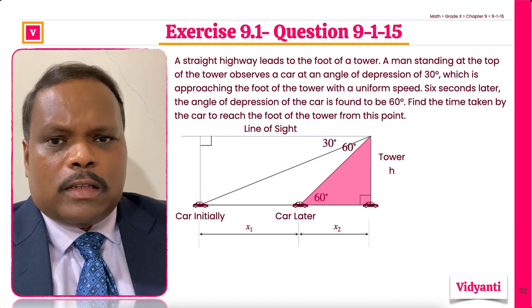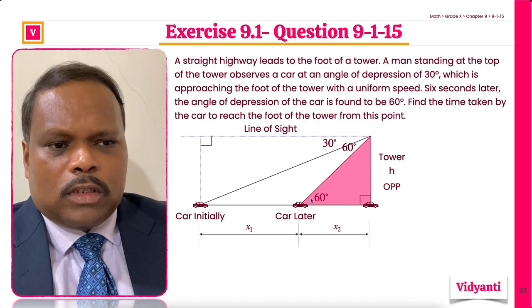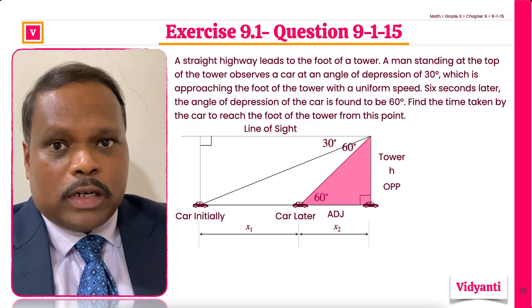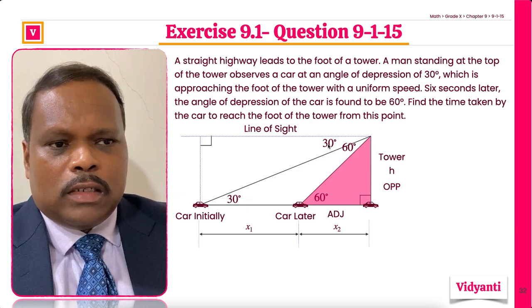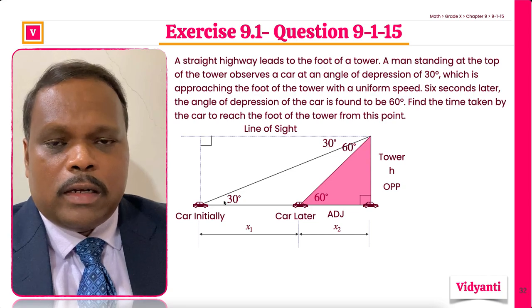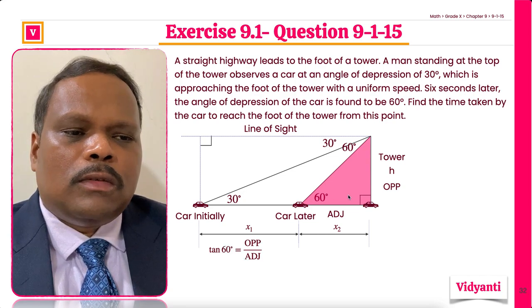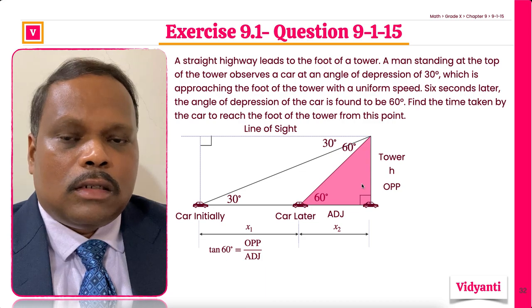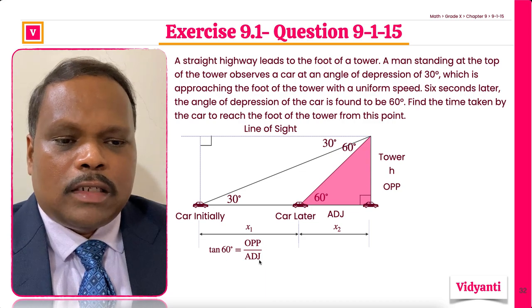Now consider the smaller triangle first. For this 60 degree angle, this is opposite, this is adjacent. So we have to use the tan ratio. And again, this 30 is the same alternate interior angle. So let's consider the smaller triangle first. Tan 60 is opposite over adjacent.